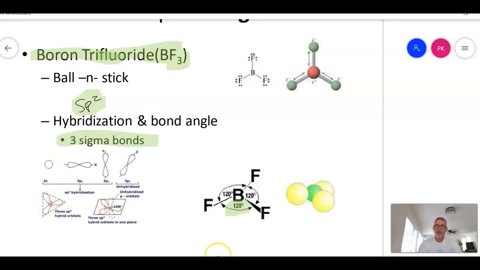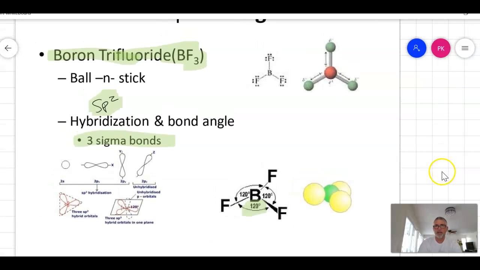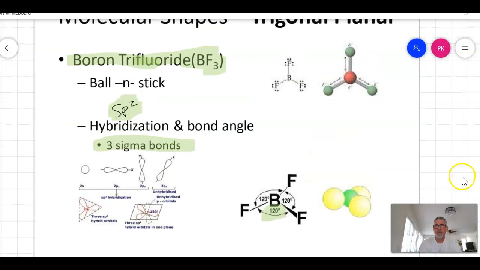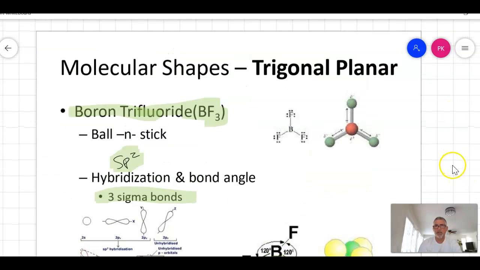So boron trifluoride is trigonal planar, which means it's flat, because that's the way that I can get each fluorine as far away from each other as possible.